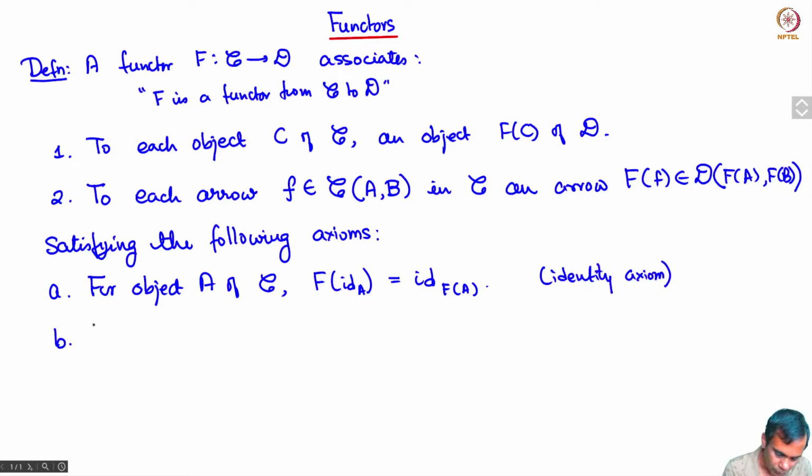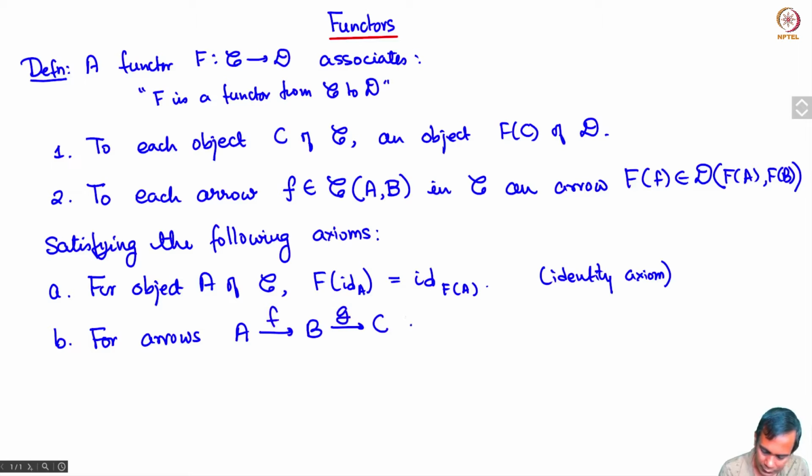And the second is the composition axiom, which says that suppose you have A, B, and C, three objects in the category C, and you have arrows f and g in C. F of g circle f should be F(g) circle F(f). This is called the composition axiom.